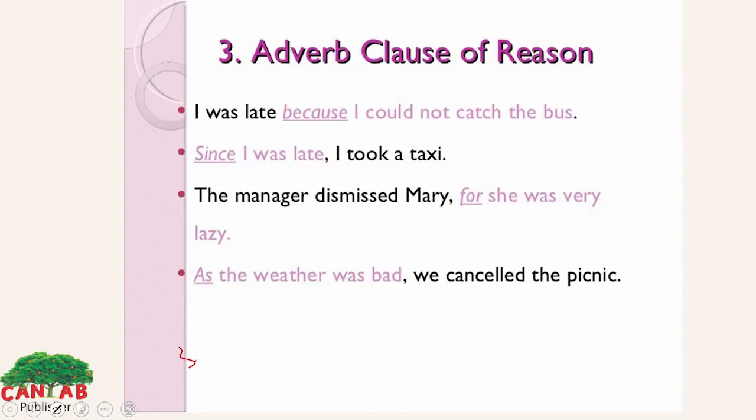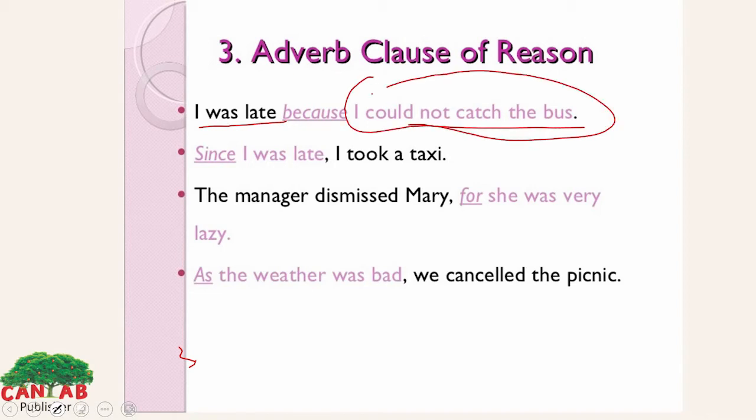I was late because I could not catch the bus. यह अब इसकी reason हो गई. Why the verb is done? Because he or she was late. Since I was late, I took a taxi.